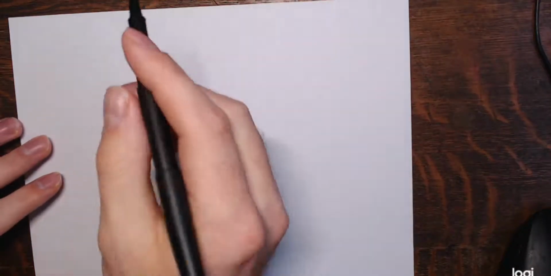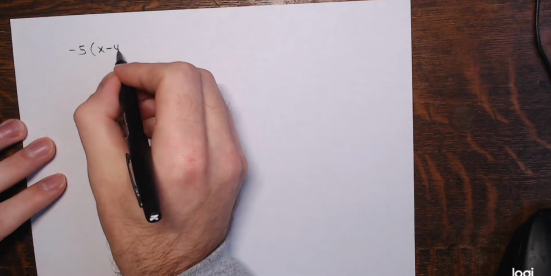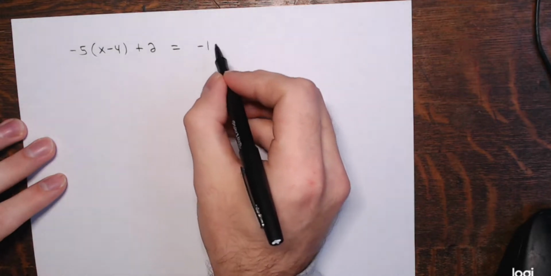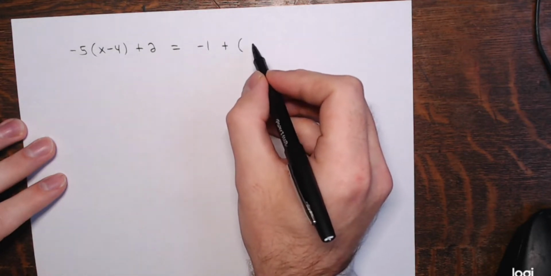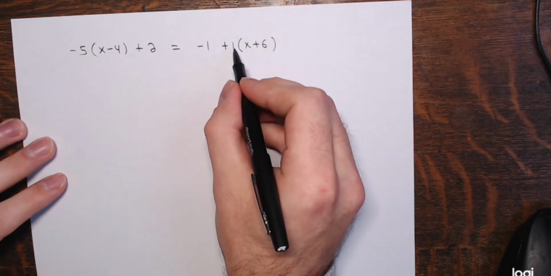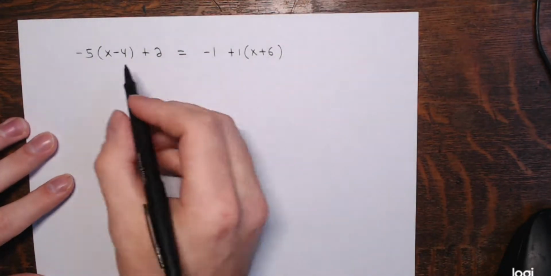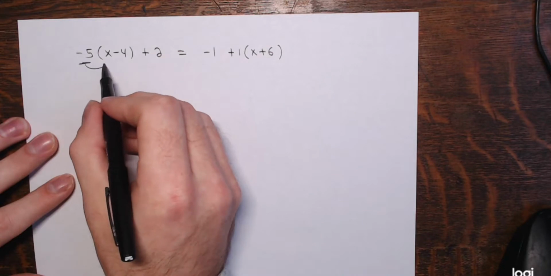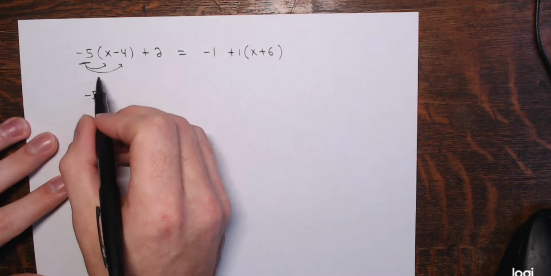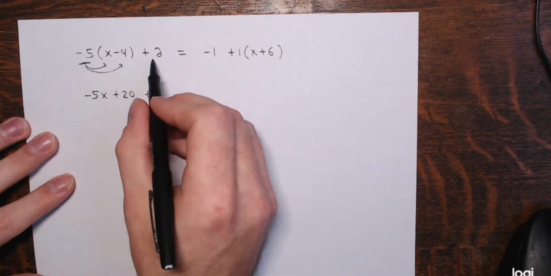All right, so on the left side, we have negative 5 times the quantity x minus 4. And then after that, plus 2 equals negative 1 plus, and then they have a set of parentheses here, x plus 6, but there's really no need for it because technically it's plus 1 times x plus 6, and when you distribute 1 it doesn't change anything. But over here I do have to distribute this negative 5. So we have negative 5x and then plus 20, and then you got the plus 2. Now don't distribute to the 2. The 2 is not in the parentheses, right?